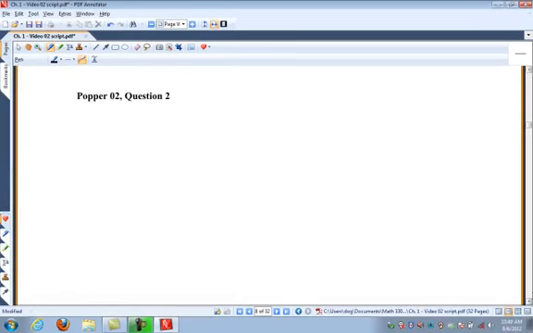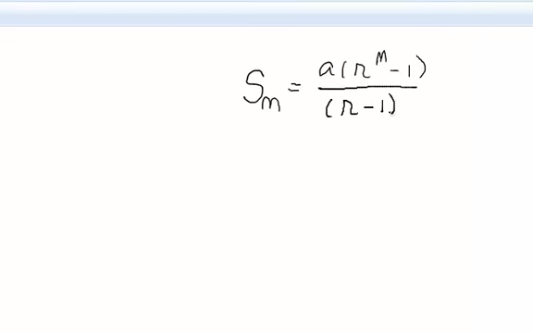All right, let's have Popper 2, question 2. Here we go. Here's a big hint. Let's remember S sub n equals A times R to the n minus 1 divided by R minus 1. And let's find out if A equals 3 and R equals 4, so we've got a geometric sequence. What is S sub 3? Here are some answer choices.